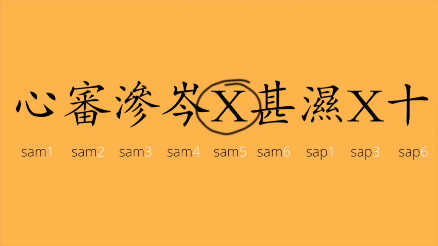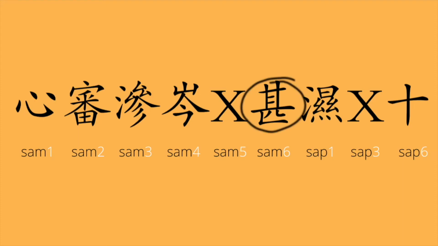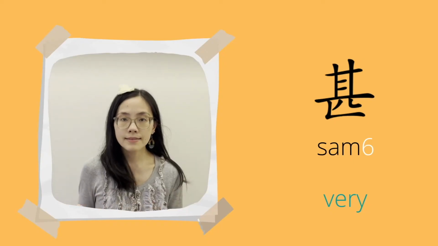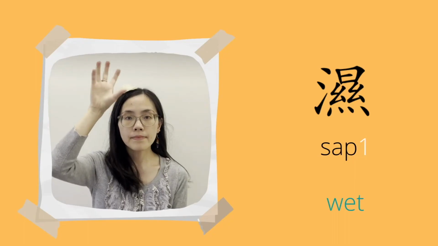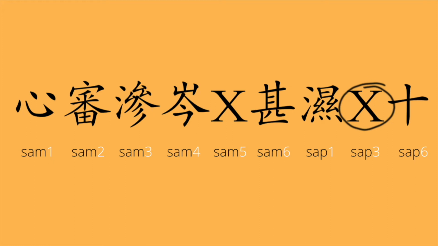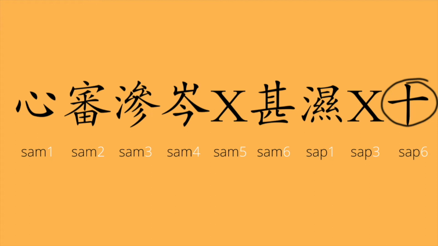There is no such word in this fifth tone, but there is the sound some. The sixth tone is some, which means very. The seventh tone is sup, which means wet, with the tone number 1 in Jyutping. There is no such word in its 8th tone, but there is the sound sup with the tone number 3 in Jyutping. Sup. The 9th tone is sup, which means 10 with the tone number 6 in Jyutping. Sup.